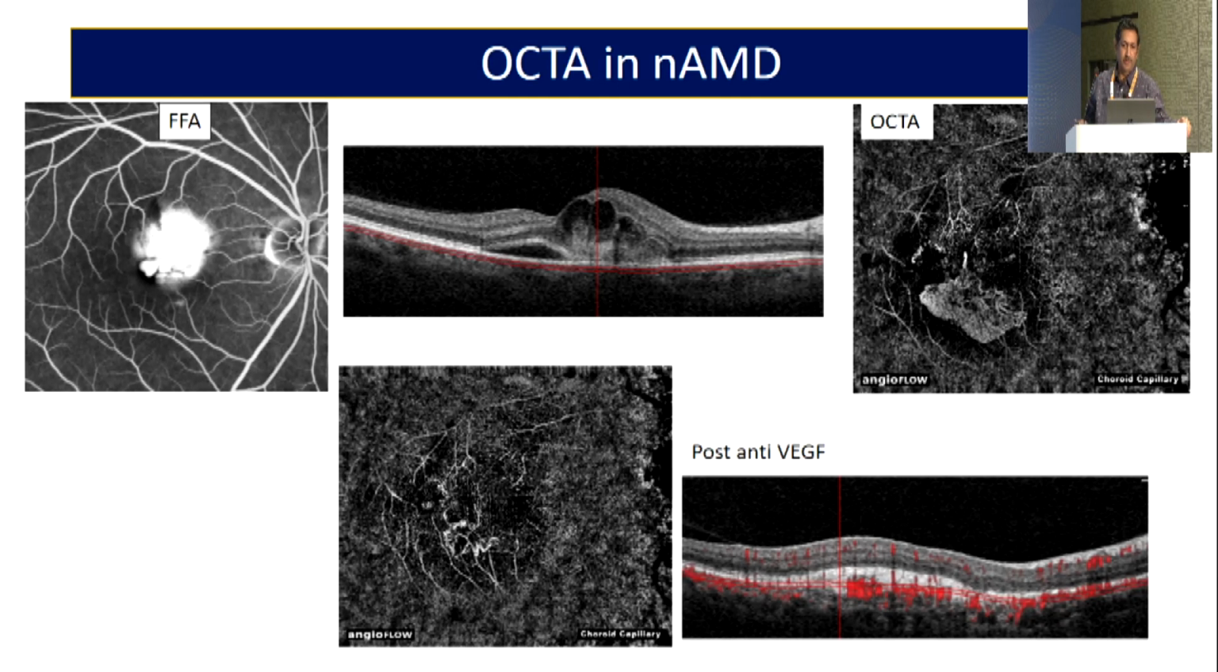So basically this is one of our patients. You can see there's a classic CNVM. The OCT shows subretinal fluid with a pocket of IRF, and this is the CNVM complex that you see.